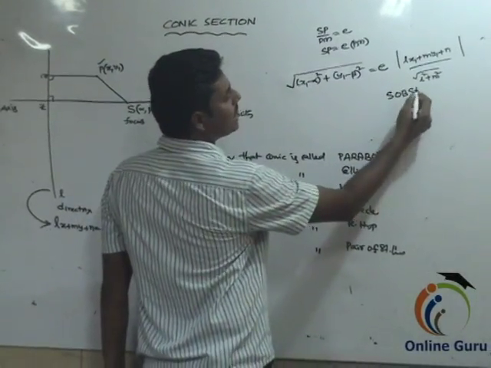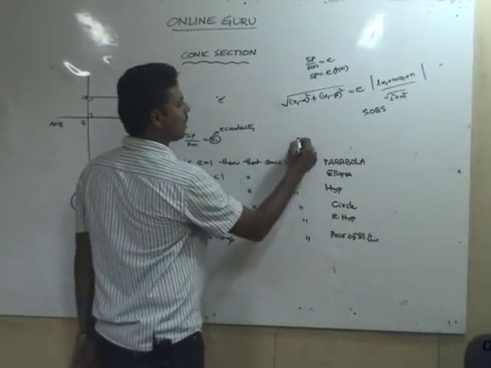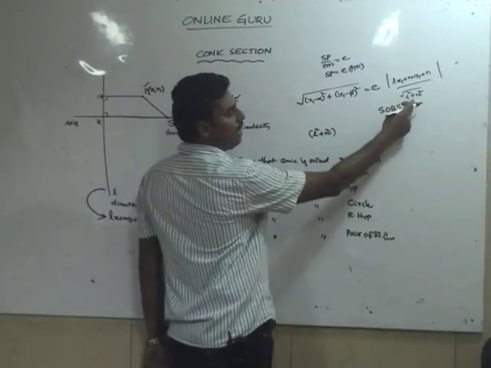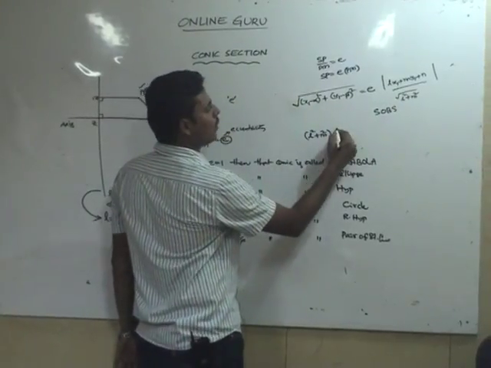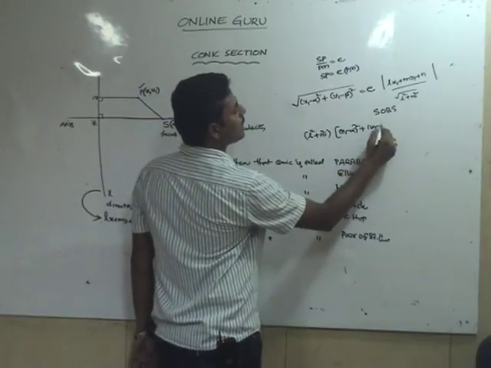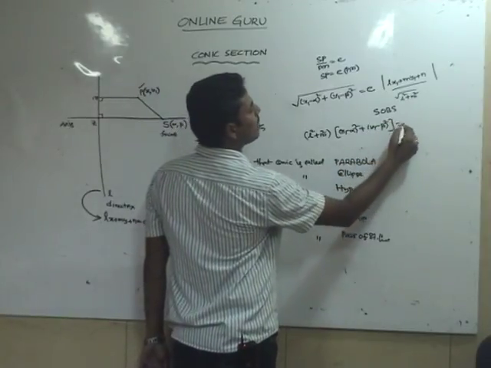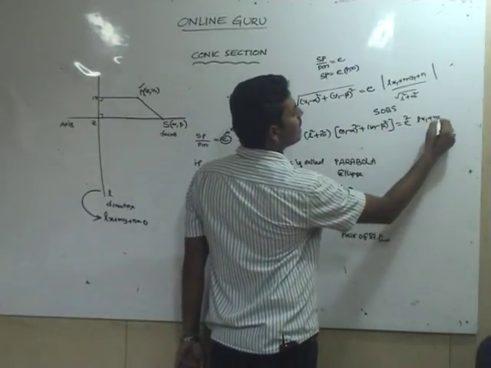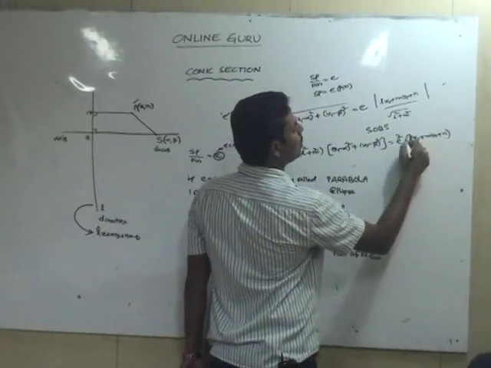Now squaring on both sides and cross multiplying, that is always equal to L square plus M square, which can be taken to the left-hand side. Now (x1 minus alpha) whole square plus (y1 minus beta) whole square is always equal to e square into (Lx1 + My1 + n) whole square.